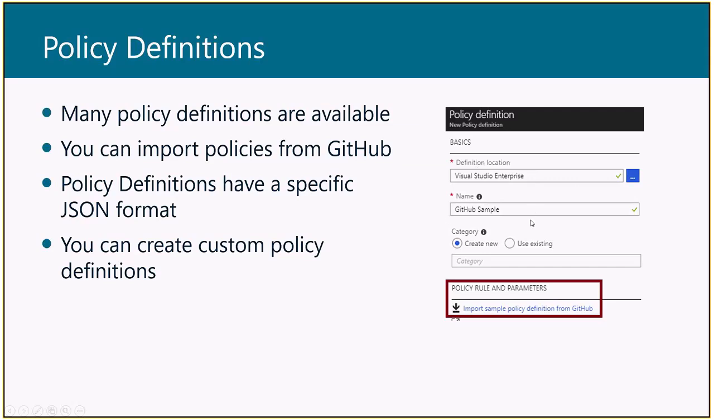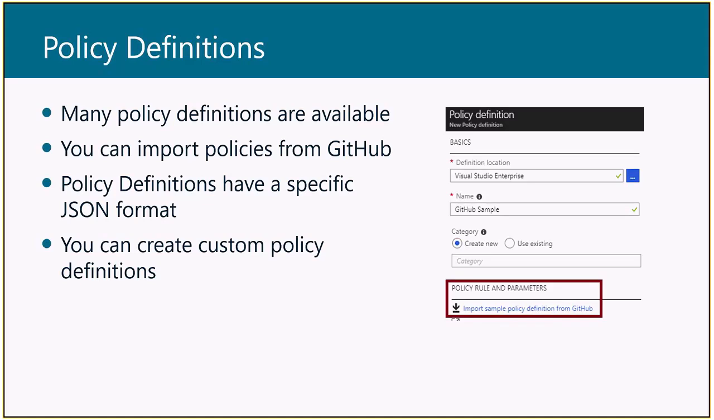We said the name is GitHub sample, the category is new. Import sample policy definition from GitHub. So we're taking an external definition that we want to bring in. Policy definitions have a JSON format. It is readable. You can create a custom policy definition as well, but here we're using an existing policy. We're bringing the policy in from GitHub. We're going to import that, and you can modify it once you have the definition as well.